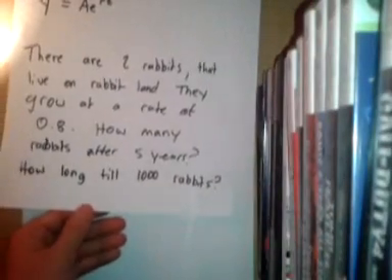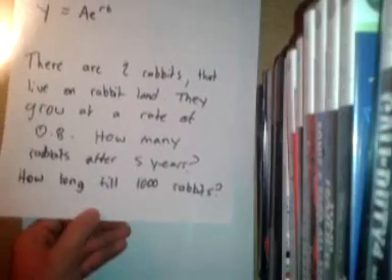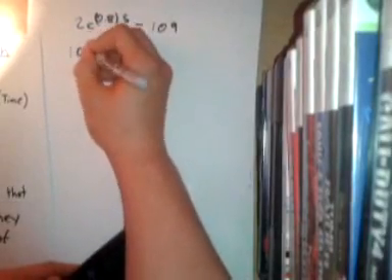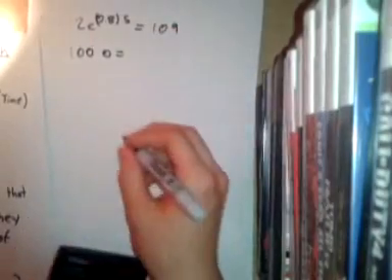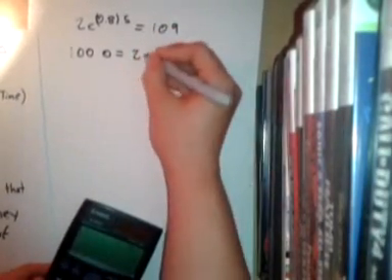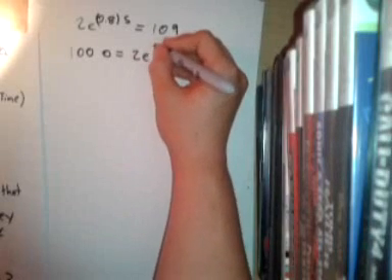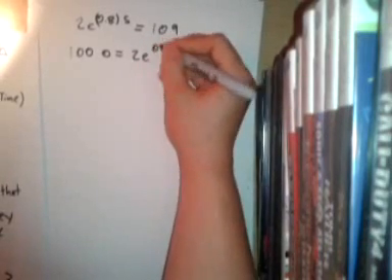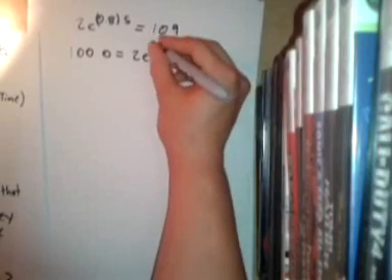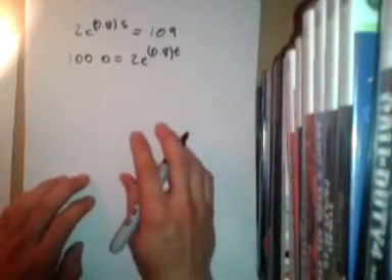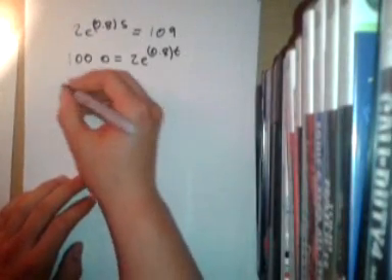rabbits. Our second part of the question says how long till 1000 rabbits. This means we're aiming for the population of 1000. So, we already have our initial, which is 2. E. We have our rate, which is 0.8, and then we're just aiming for the time. There's two methods of doing this. The first method is by using logarithms.